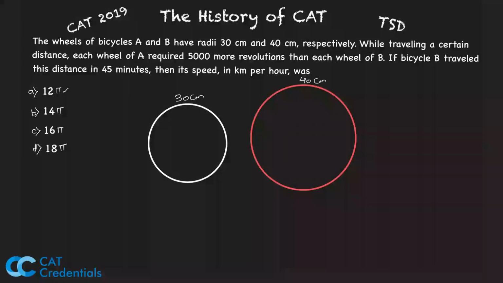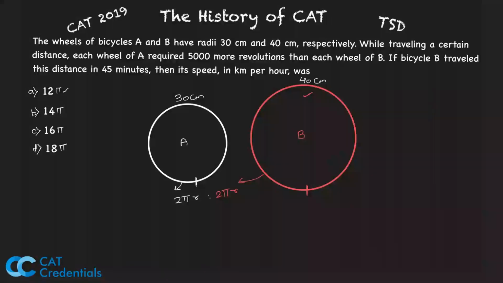Now if I ask you what is the distance traveled by this wheel in one revolution, that is nothing but its circumference, equal to 2 pi r, correct? If I take this as a reference point, coming back to this reference point, the distance traveled in one revolution will be 2 pi r. And what is the distance traveled by this wheel of bicycle B in one revolution? Taking this as a reference point, to come back to it the distance traveled will be its circumference, again equal to 2 pi r.